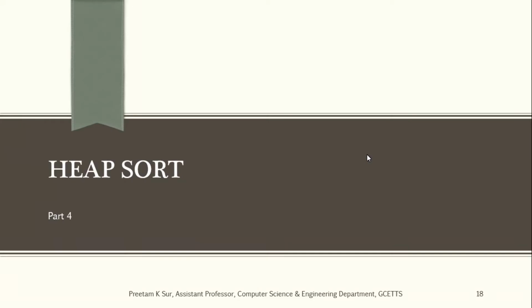In the last part, we have seen the sorting algorithms that are based on the divide and conquer algorithm design technique, right? So that is nothing but merge sort and quick sort. In this part, we are going to see heap sort only.